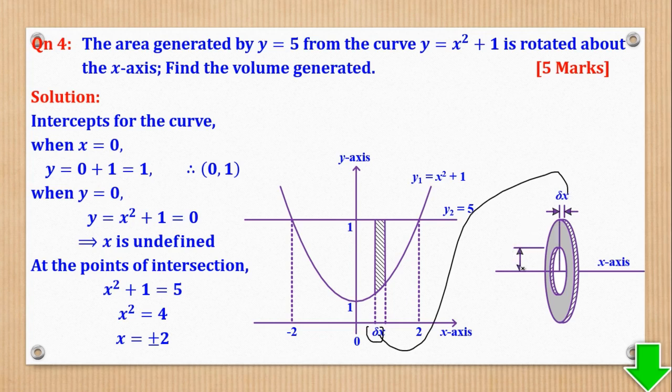So you shall have the radius of the small cylinder, which is y1, and the radius of the bigger one, which is y2. So to get the volume generated, it will be the volume of this bigger cylinder minus the volume of the smaller cylinder, because it is hollow.